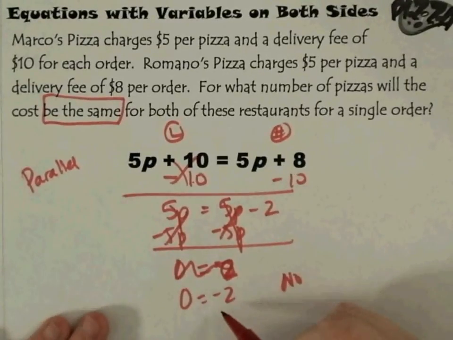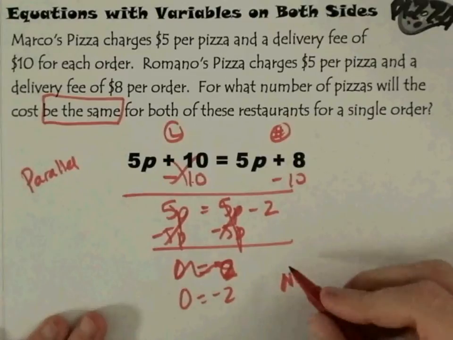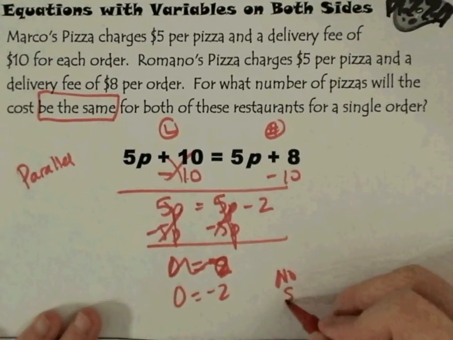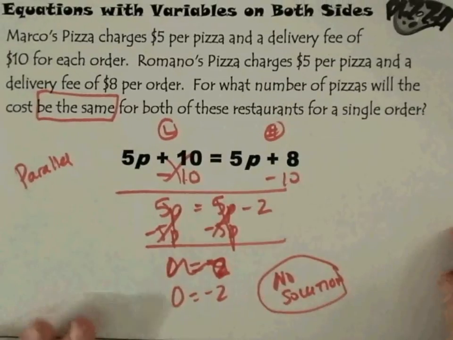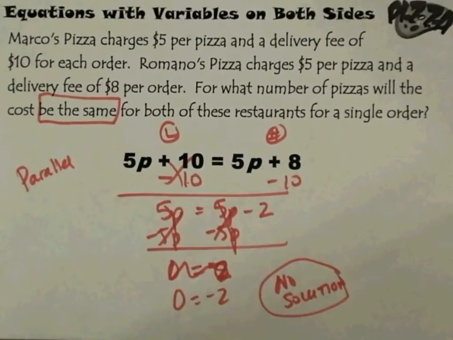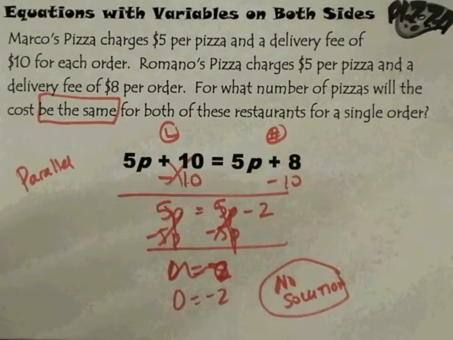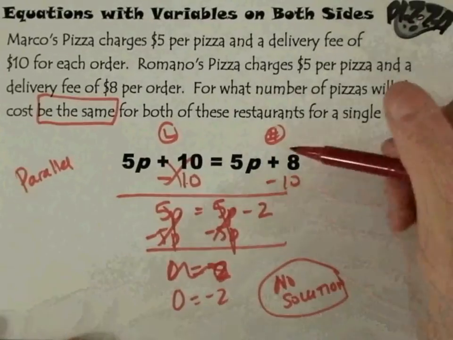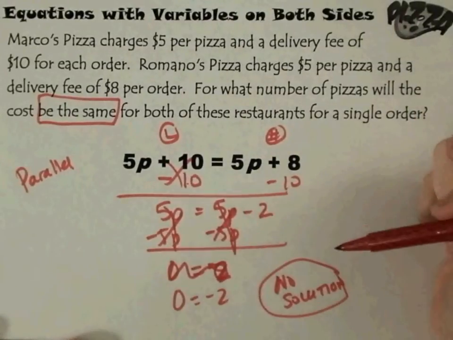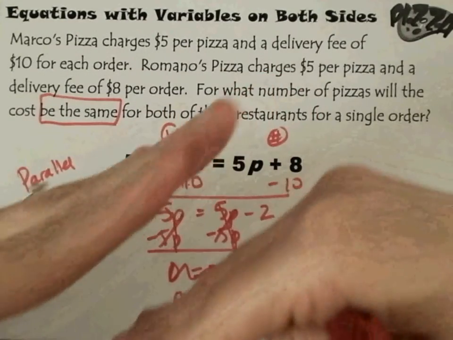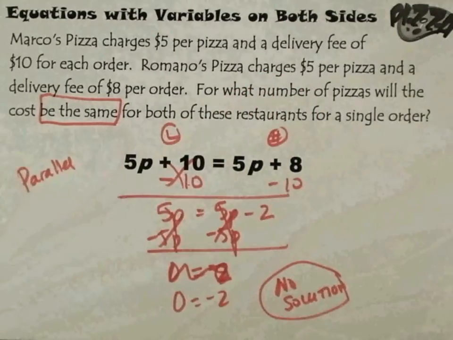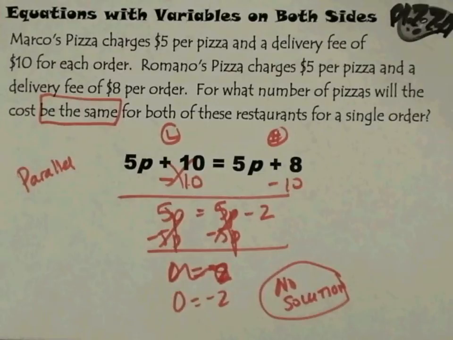Does 0 equal negative 2? No. These are always going to be negative 2 apart. They're always going to be 2 units apart. That is not true, so I have no solution. I've had lots of kids today ask me if no solution and undefined are the same thing. No, they are not the same thing. Undefined is a vertical line. No solution means I have two parallel lines. They're never going to cross. They're never going to touch. That means they will never have the same value at any y value.